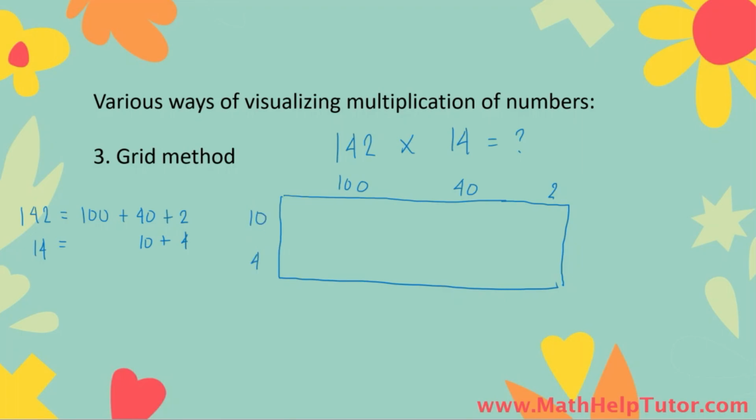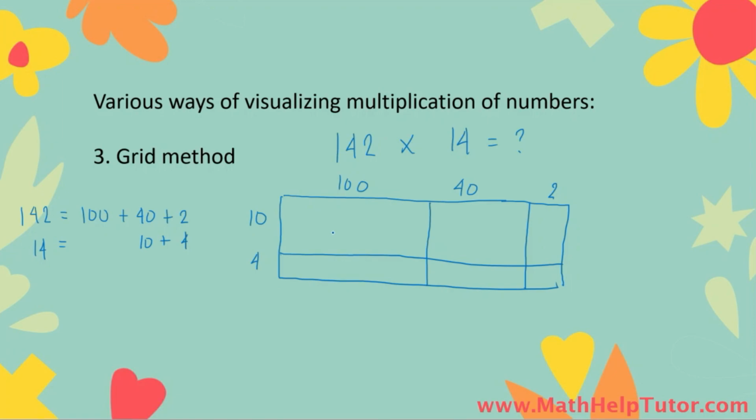After that, we separate this rectangle into different regions depending on the place of the numbers, like hundreds, tens, and ones. So let's go ahead and draw the different regions. So this region has a length of 100, this one has a length of 40, and this one has a length of 2. And let's draw up the other region. So this region has a height of 10, and this region has a height of 4. After doing that, we get the area of each smaller rectangle, or each region that we have created, by multiplying the length of its sides.